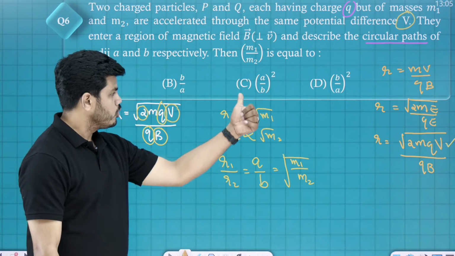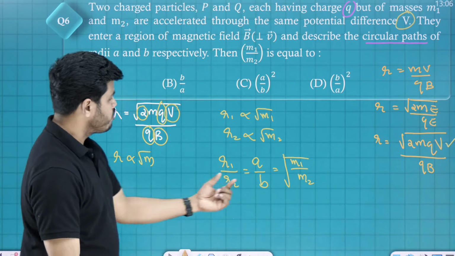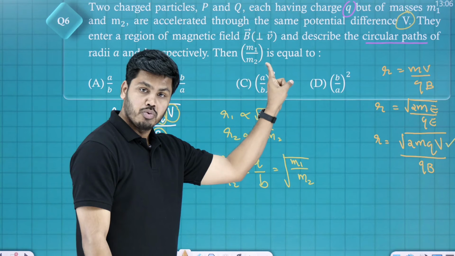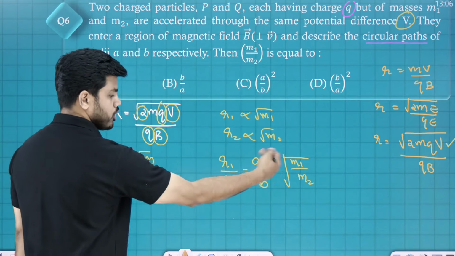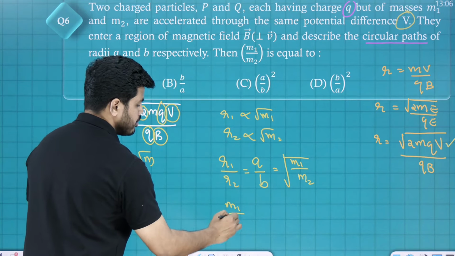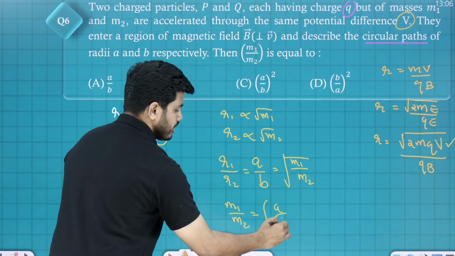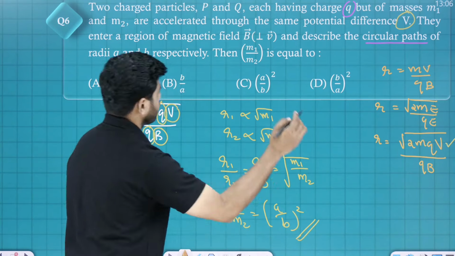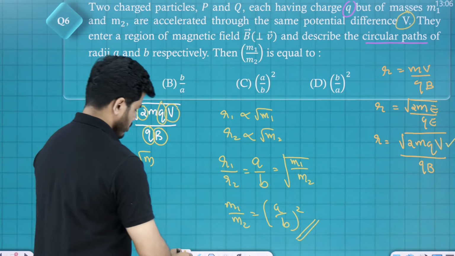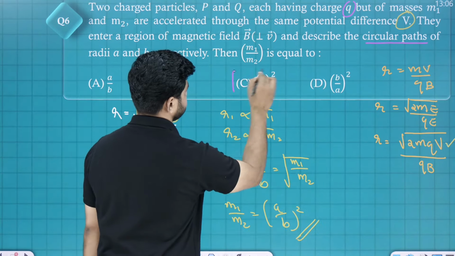Correct? Yes. So look at that. We have M1 by A. So we have to find out M1 by M2 only. So how will you find it out? Square on either side. What is M1 by M2? M1 by M2 will be equal to A by B, the whole square, or A square by B square. We have a matching option. That is option C. Right?